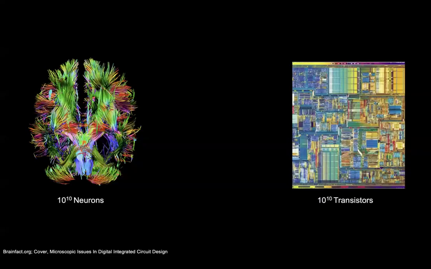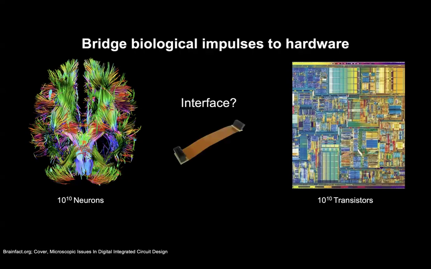So on one hand, there is our human brain with billions of neurons. And on the other hand, there is our powerful computer chip with billions of transistors, and each transistor can operate at a speed far beyond that of neural computing. What we are missing right now is really a scalable interfacing technology that can bridge the electrochemical impulses in the human brain to our powerful hardware to decode them.